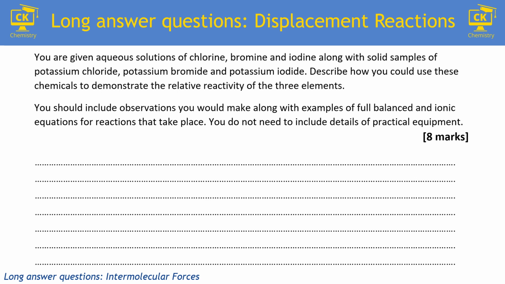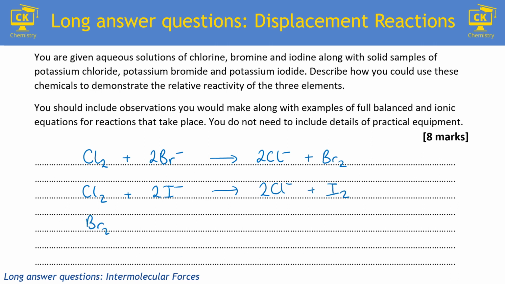observations. Now, I would have just written a balanced equation. Let's say that I've written 2 ionic equations, because those are going to be the things that tell me what I see. So chlorine plus 2I minus goes to 2Cl minus plus I2, and then I can also add bromine plus 2I minus goes to 2Br minus plus I2. So quick check, what is coloured, what is not.